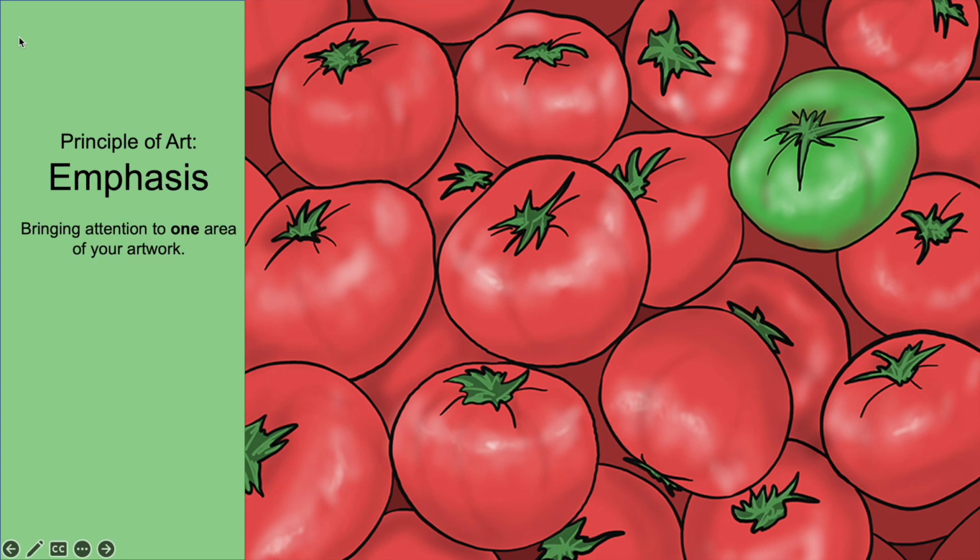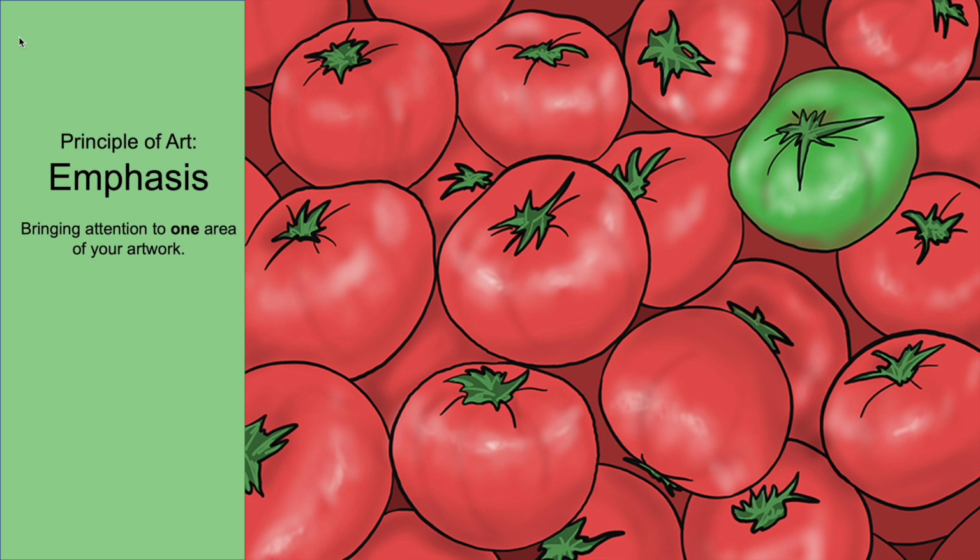All right, guys, so what we're going to do is go over the principle of art called emphasis, and that's essentially bringing attention to one area of your artwork. So in this little example on the screen, you can see this little artwork of tomatoes, and one of them is green, and therefore your eye kind of goes to the green one. It might still move around the whole picture plane, but it keeps going back to that green one because that one's attracting attention.